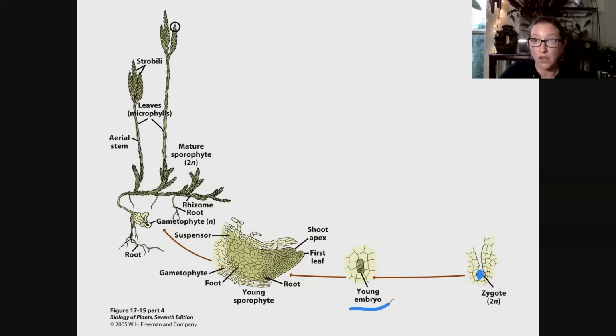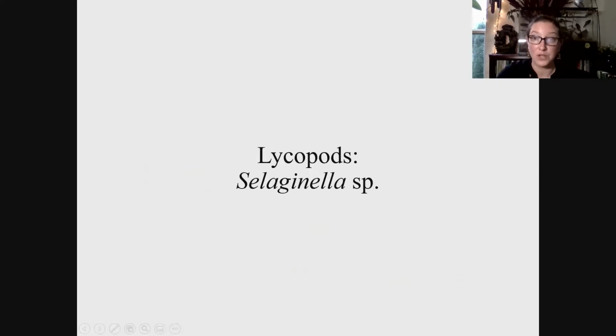And then that young embryo is going to grow into eventually the mature sporophyte plant that has all of those things that I've already mentioned, right? A horizontal stem or a rhizome, roots that come off the stem, adventitious roots, and then microphyll leaves and strobili that have microphyll leaves that have sporangia on them, which we call sporophylls. Okay. That's Lycopodium, which is a lycopod, which is a vascular plant, which is a spore shedding vascular plant.